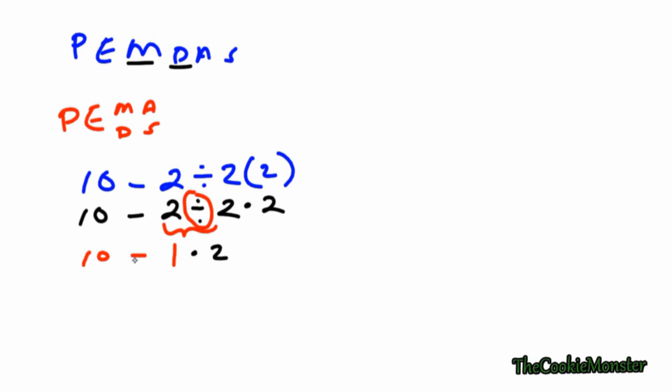And now between multiply and subtract, you have to do multiply first. So then leave the 10 alone, leave the minus alone. 1 times 2 gives you a 2. And now you can subtract at the very end, and that'll give you 8. And so 8 is your answer.